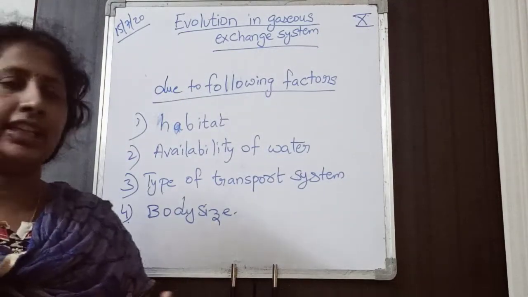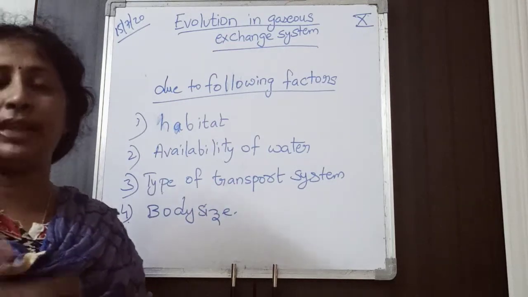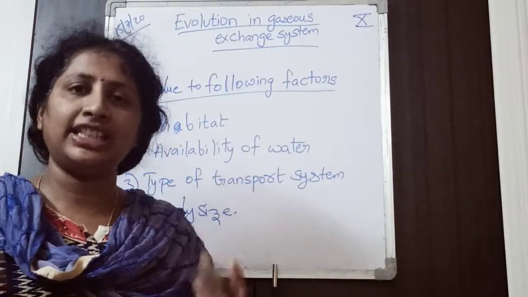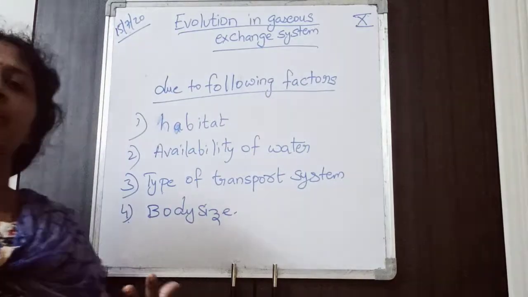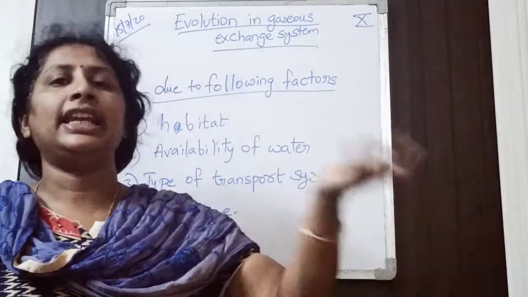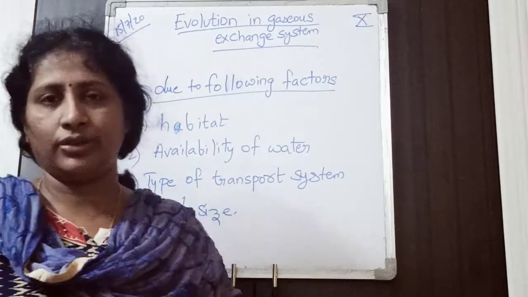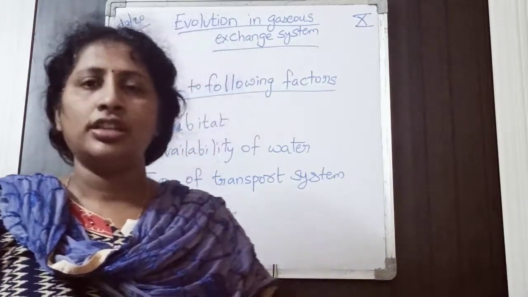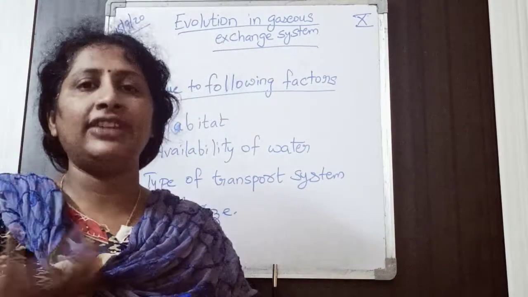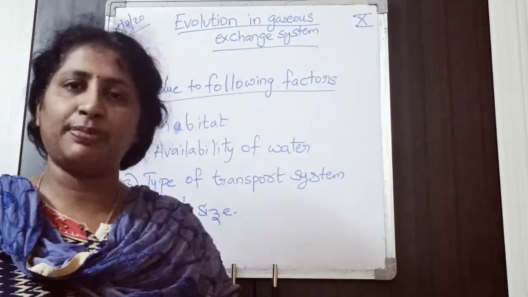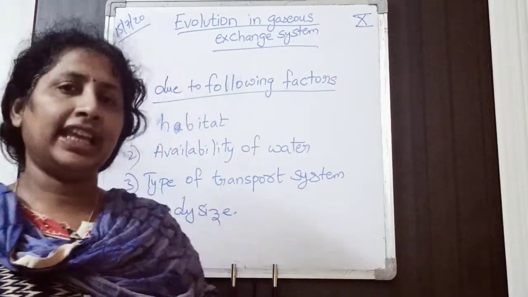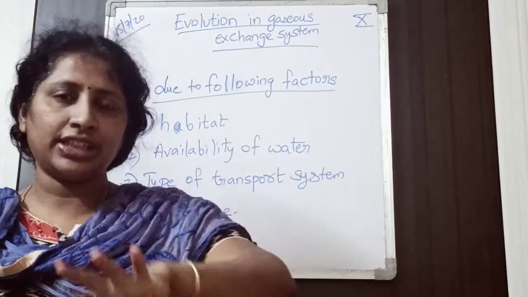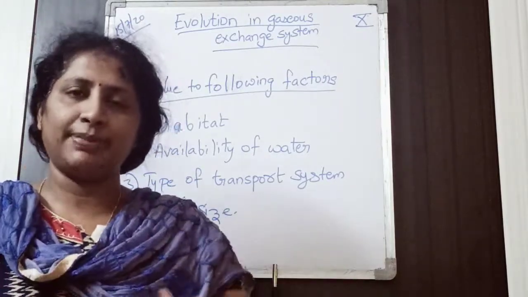Okay, the first factor is habitat. What is habitat? The place where they are living. They have made changes in the organism body so that they can easily take respiration. Suppose the fish: its habitat is water, so it has adjusted to live in the water by taking respiration. It is taking oxygen from the water and giving carbon dioxide to the water. So it has adjusted to that place and it is taking respiration in that place.